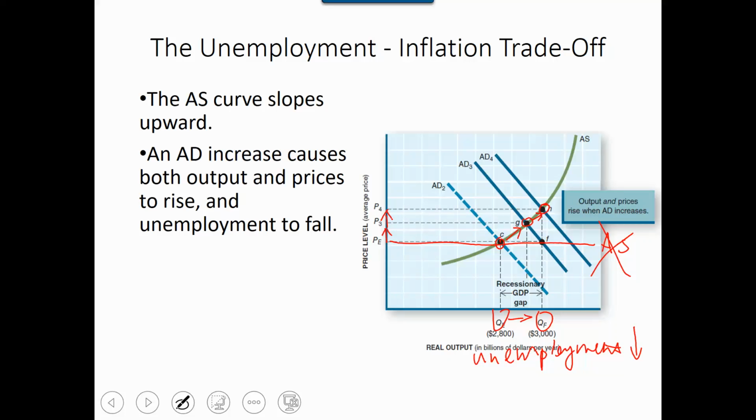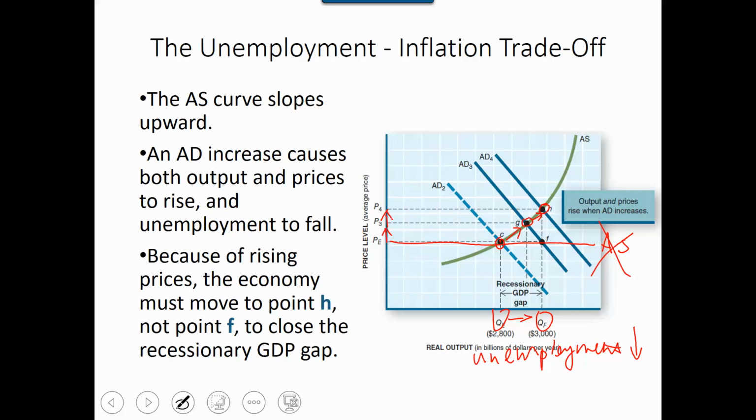So what happened here is an increase in aggregate demand caused both output and price level to rise and unemployment to fall. Because what we're seeing is rising price, the economy must move to H, not the point F, in order to close the recessionary GDP gap. So what this is telling us is, if we are in a recession and we try to increase our GDP, at the same time we also increase the inflation. So there is a trade-off between unemployment and inflation.